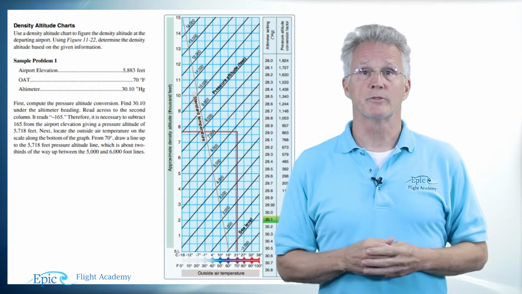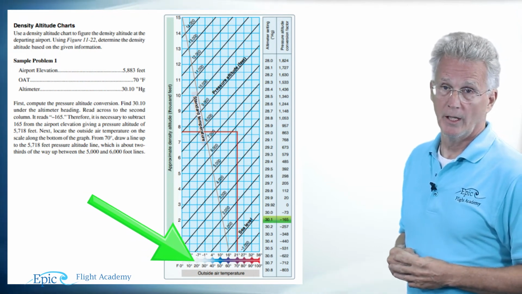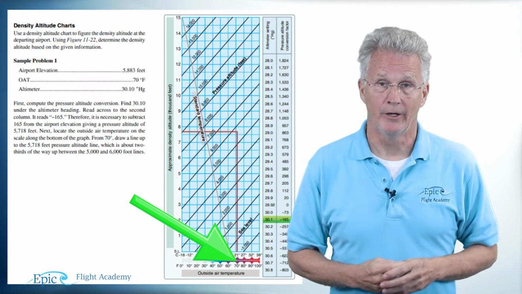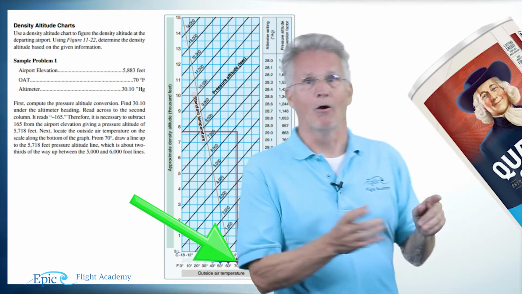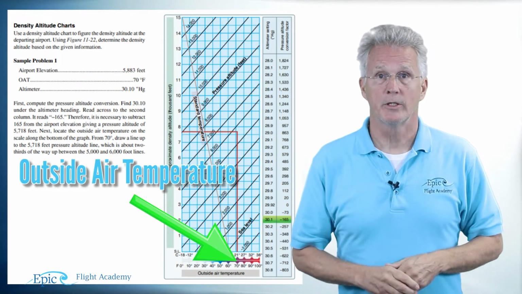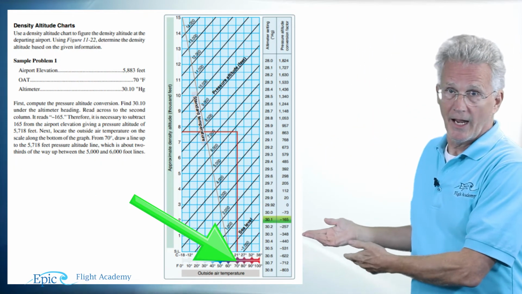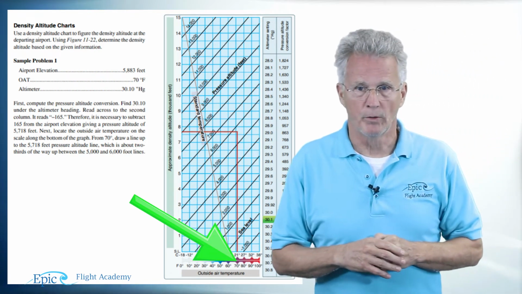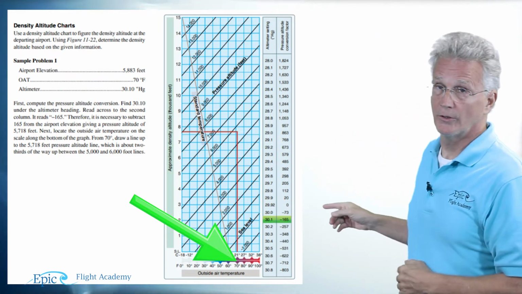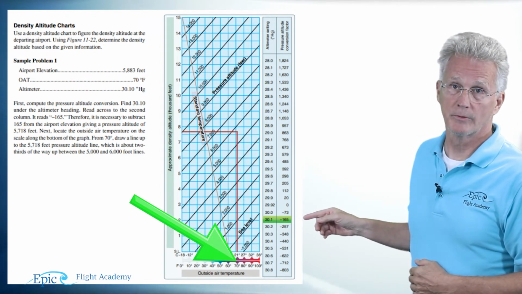Step two is just as easy. In step two, I'm going to come across the bottom of this chart and find the current OAT. No, that's not the oatmeal I ate for breakfast. OAT is outside air temperature. Notice in our example, it's 70 degrees Fahrenheit. I come to my chart and I see both Fahrenheit and Celsius scales. I enter at 70 degrees Fahrenheit or 21 degrees Celsius.